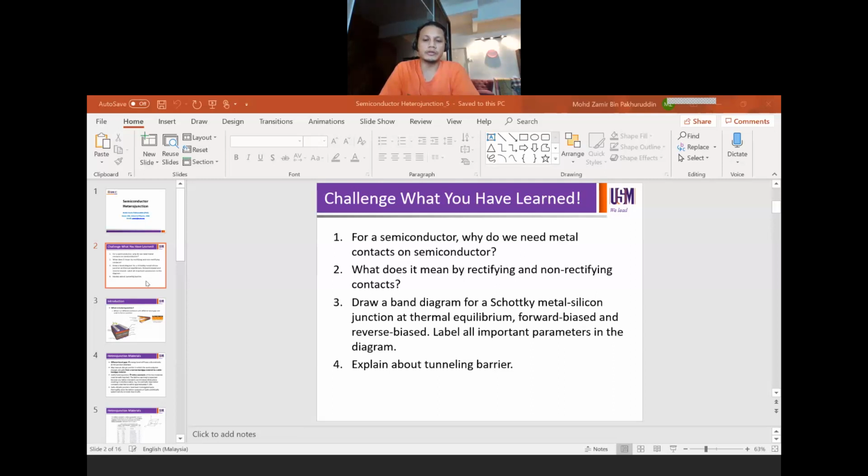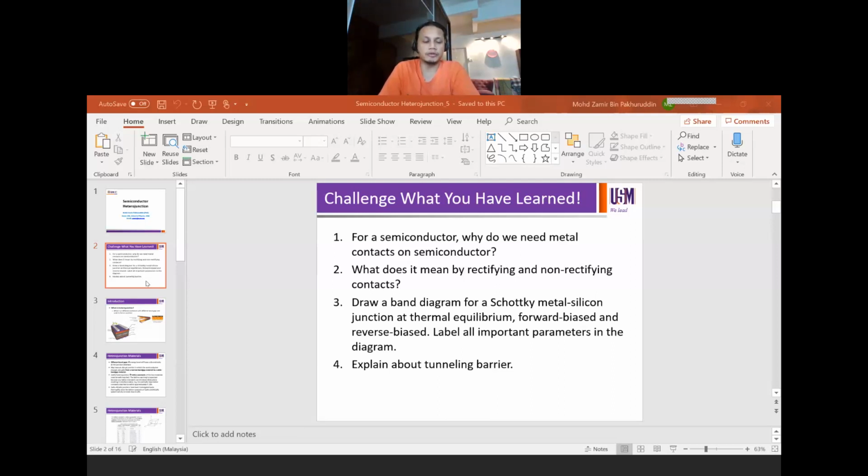Ohmic contact, right? So for you to have a tunneling barrier, you have to firstly have ohmic contact. Then what else is required for you to have tunneling? Apa lagi important characteristic for your contact to have tunneling? What sort of doping level do you need to have?